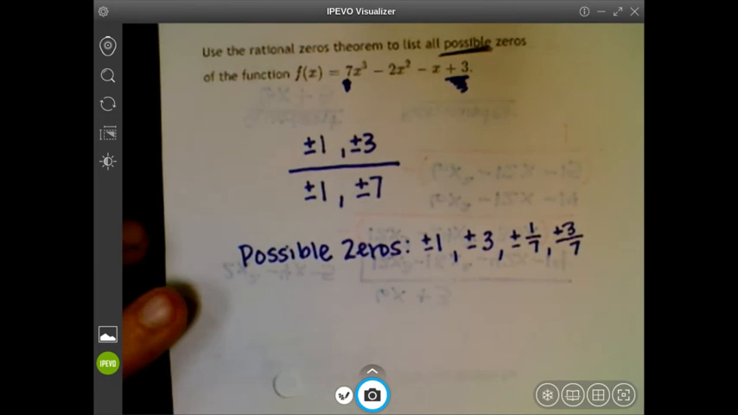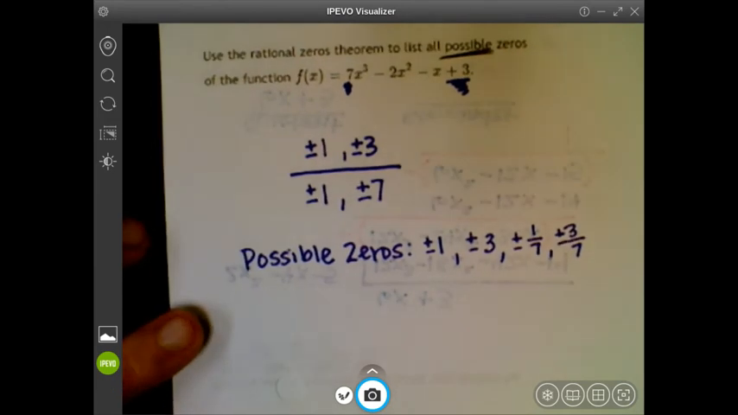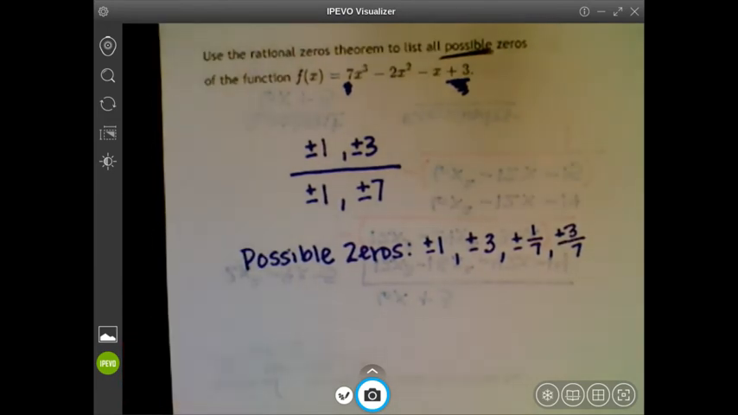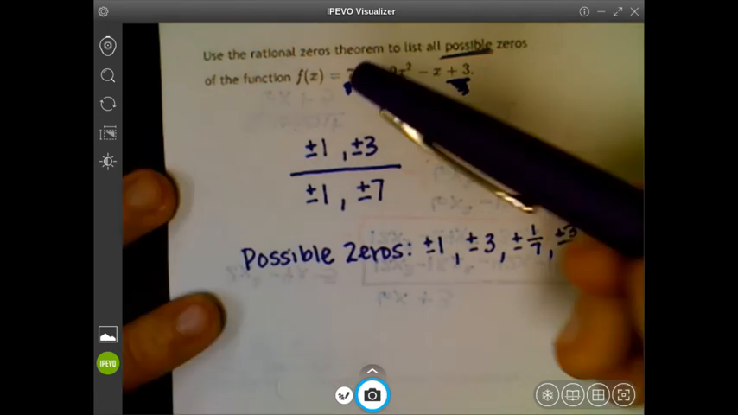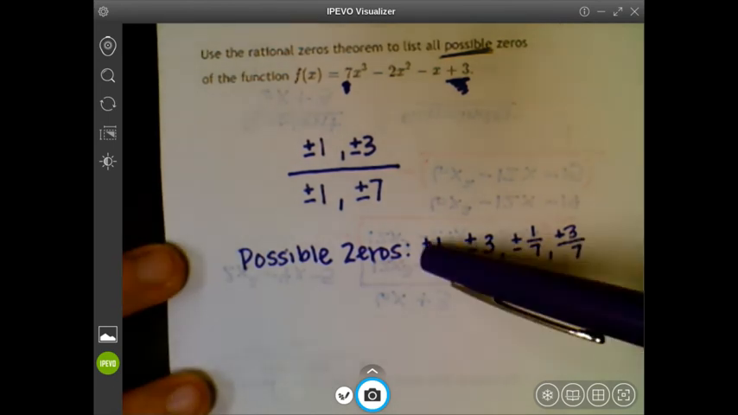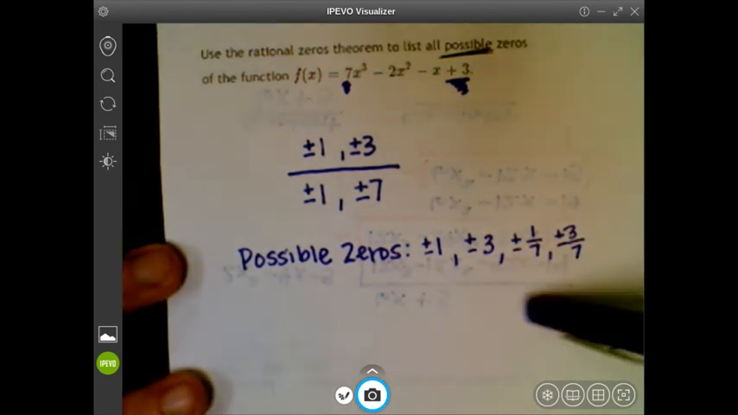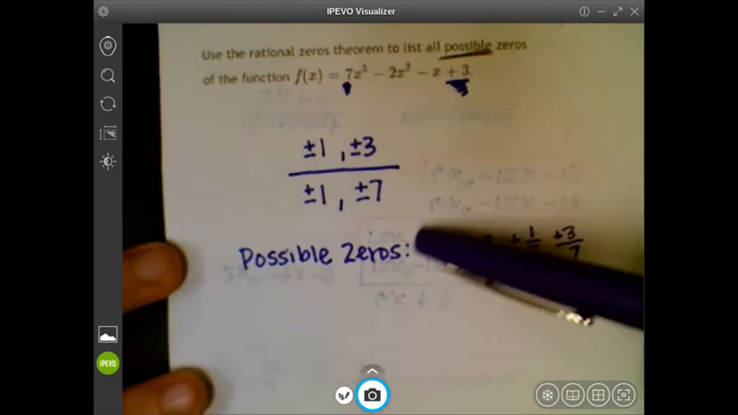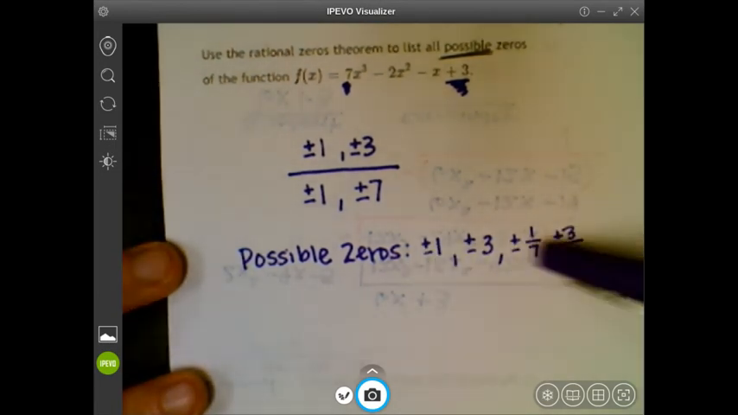It doesn't cross at all of those places. It could cross at one of those places, it could cross at 2, it could cross at 3, and it won't cross more than 3 because this is a cubic. So we don't know where it crosses, but what we're saying is if it crosses at a nice number, a whole number or a fraction, it will be on this list.